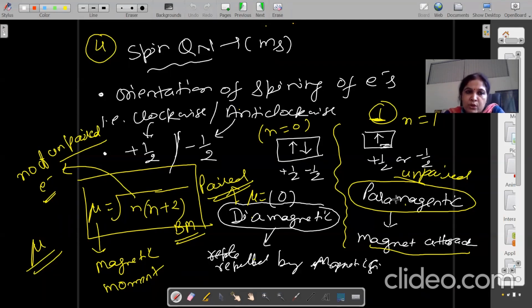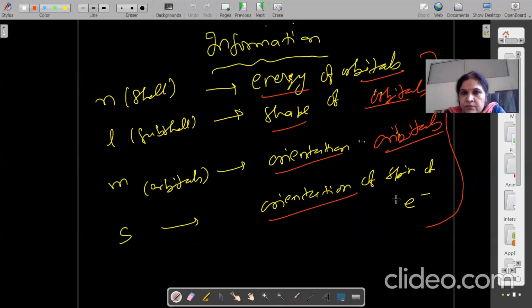BM means Bohr magneton. But if there are 2 electrons, that is, the electrons are paired, the number of unpaired electrons is 0. The n value is 0, so the mu value will also be 0. And if mu is 0, the substance is diamagnetic, meaning it is not attracted towards the magnetic field, even repelled by it. I think up to this point it was clear to all of you.